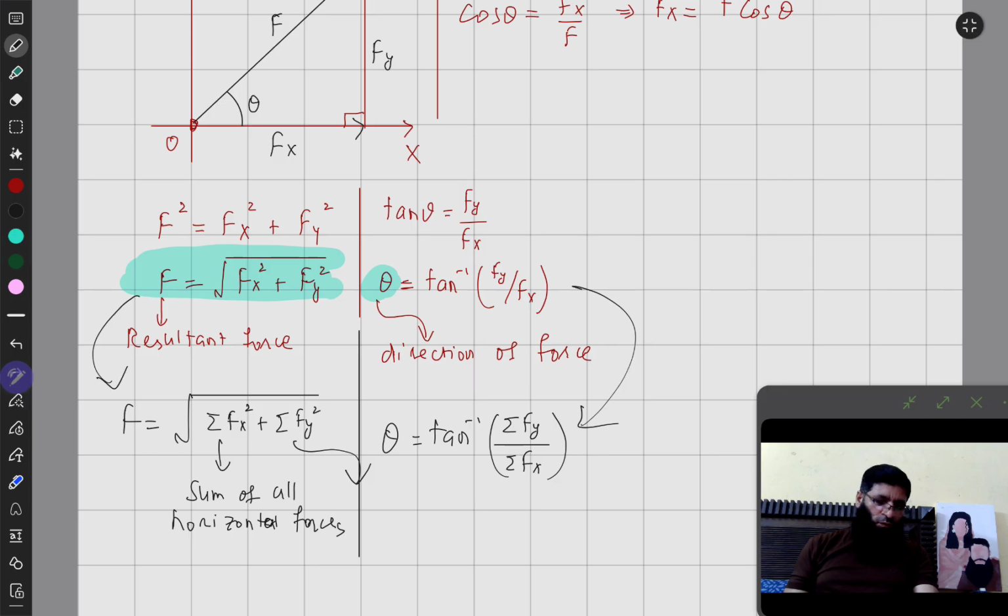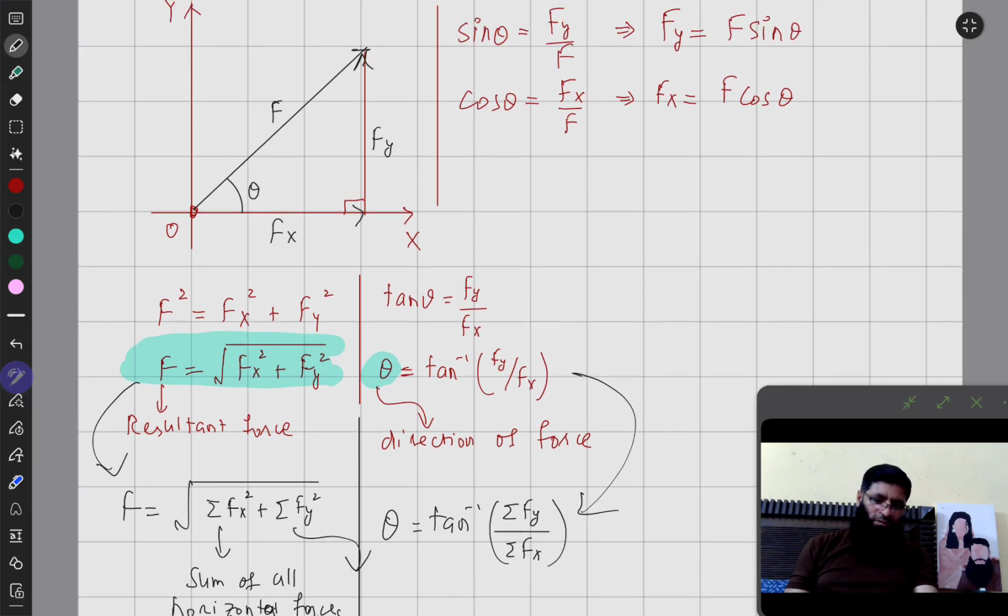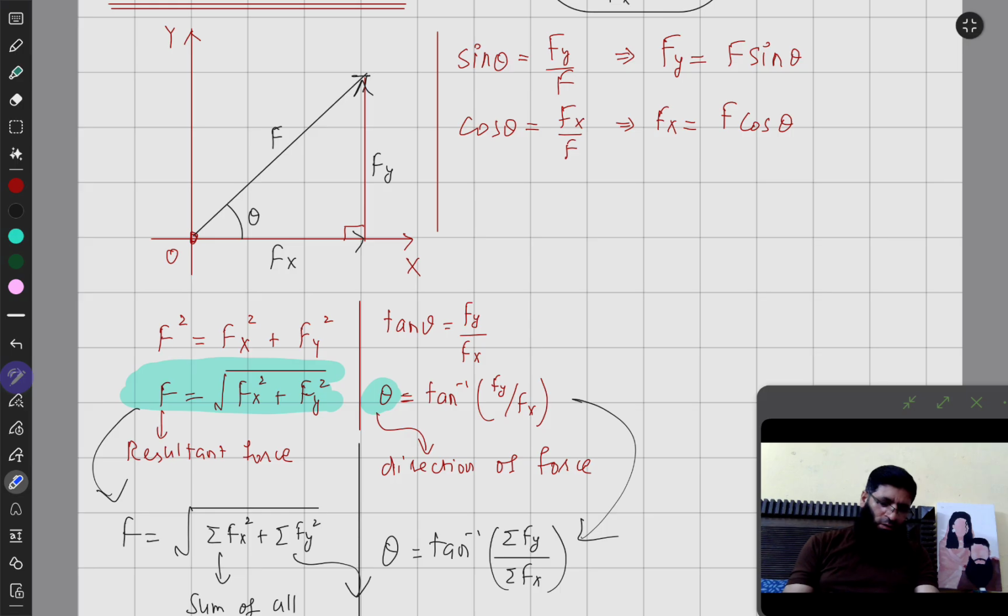So, first of all, you need to remember these two things: what is the horizontal component of any force and what is the vertical component of any force. And then you will have to remember these two expressions. This expression is for the resultant of all the forces, and this is basically the direction of any force with the positive x-axis.